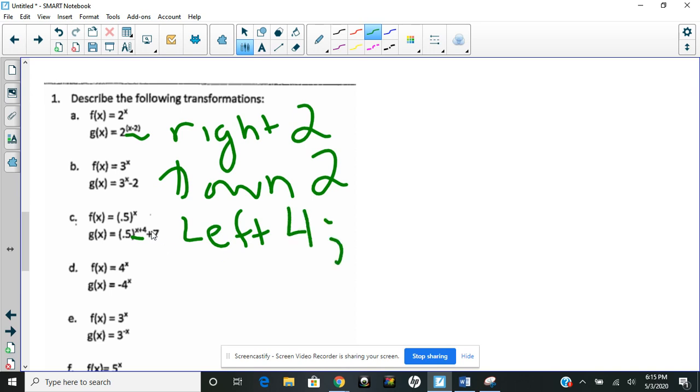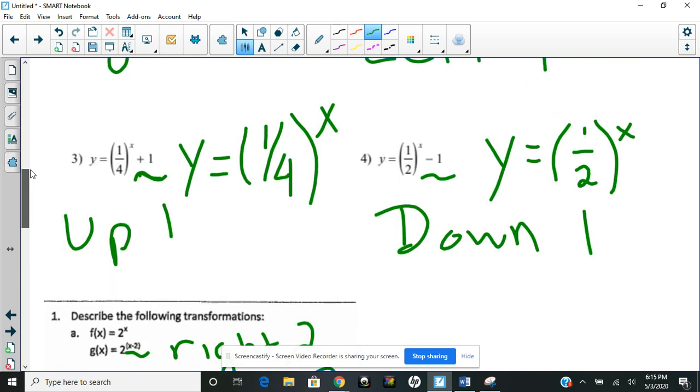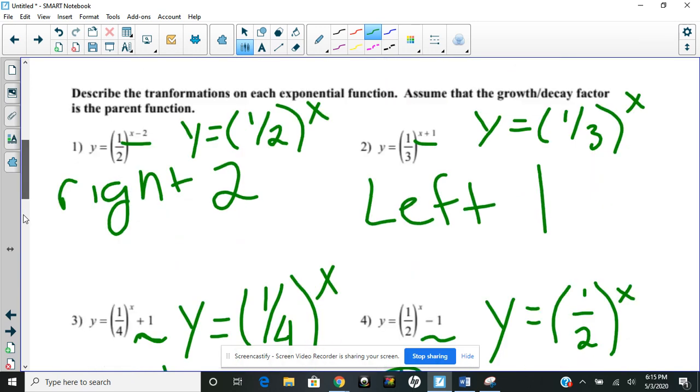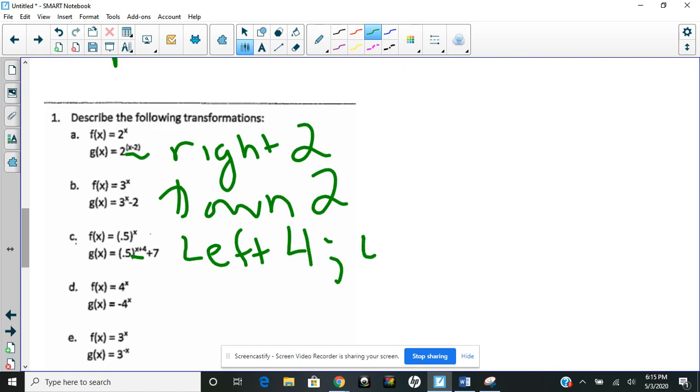And then we have this +7 on the outside. So if I go back to my rules, if I can get my cursor here, yep. I see that plus is up, minus is down. I see +7, so I say up 7. So I just read from left to right and wrote the changes as they happened. So I had +4, which was left 4, +7 was up 7. So that's the first video that shows you how to do left, right, up, and down. You can do this section of work, and then make sure you watch the next video to figure out about the reflections. Talk to you soon.